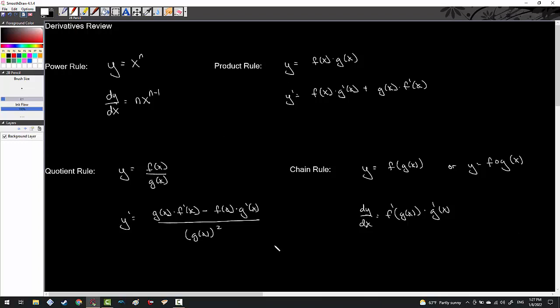These are your four basic rules when it comes to derivatives. Of course, there's derivatives of trig functions, derivatives of logarithms, implicit differentiation. All those things will come up as we explore this derivatives review. Of course, the derivatives of trig, we will assume that to be obtained knowledge at this point.